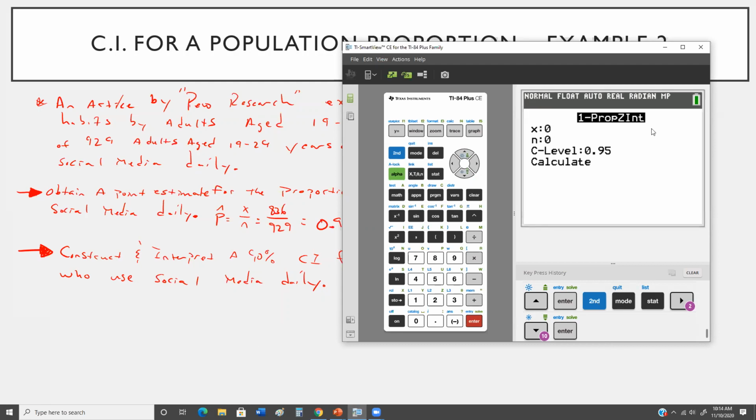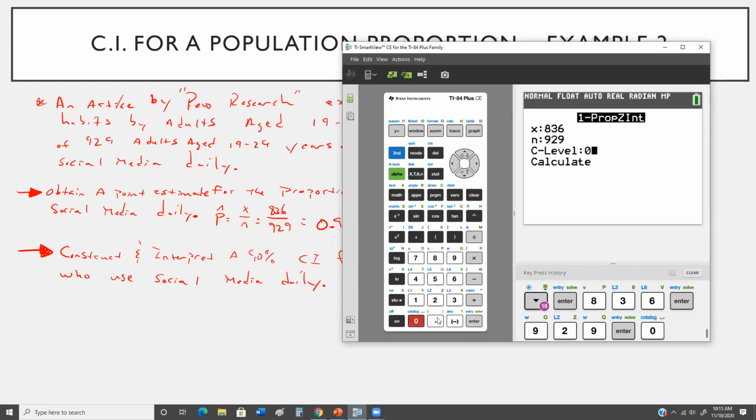So look, this can't get any easier. X is the number of people who have that characteristic. There were 836 who said, yeah, I use social media daily. N is my sample size. There were 929 people in this sample. Your calculator will always default to 0.95, but when you look back at the problem, what level of confidence did I want? 90. You just have to change this to 0.90 and then hit calculate.